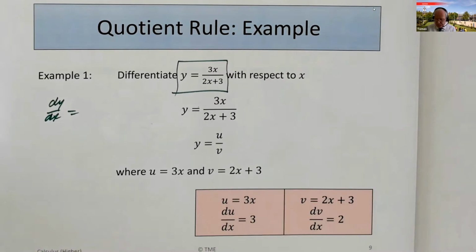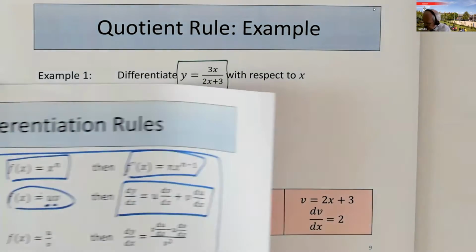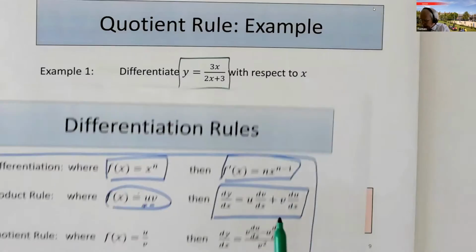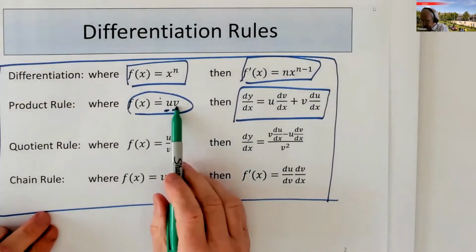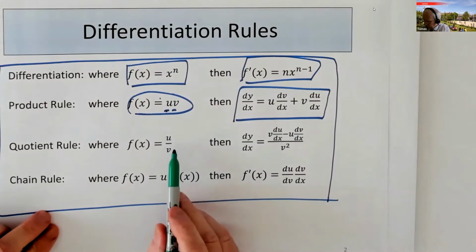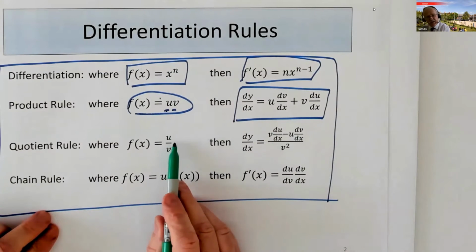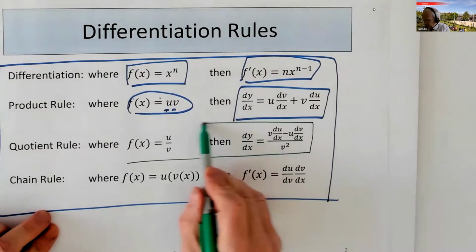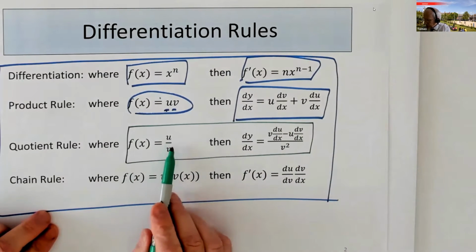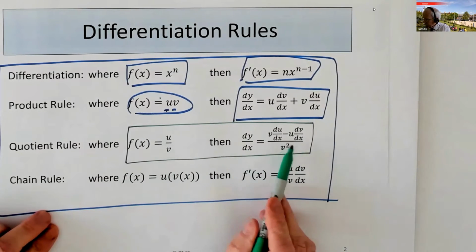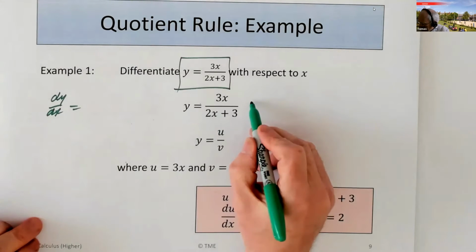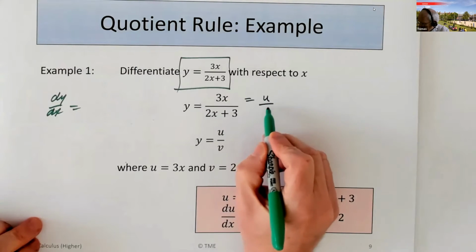And you look at the tables again, and you say, well, it's not an x to the power of n on its own because it's something over something else. It's not a product here, but it looks like something over something else. So that looks good. I'm going to use that one. That seems to work. So I've got a u and a v, and dy dx will work out. Okay. So y is equal to this. So I'm going to make the top bit u and the bottom bit v.